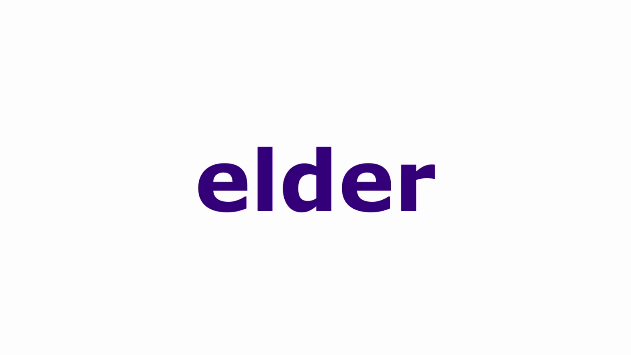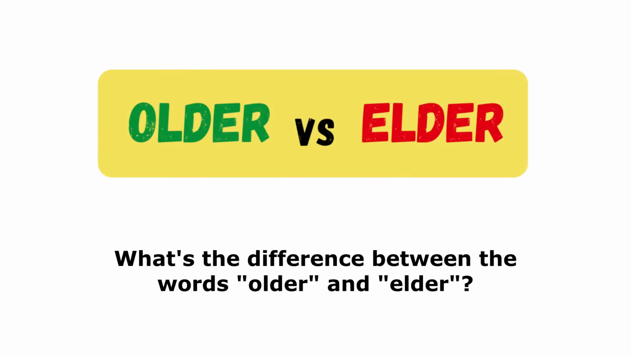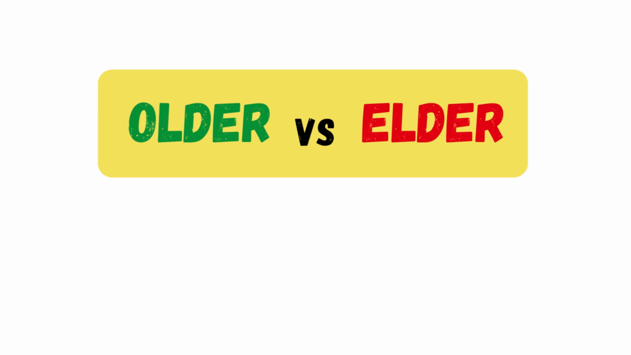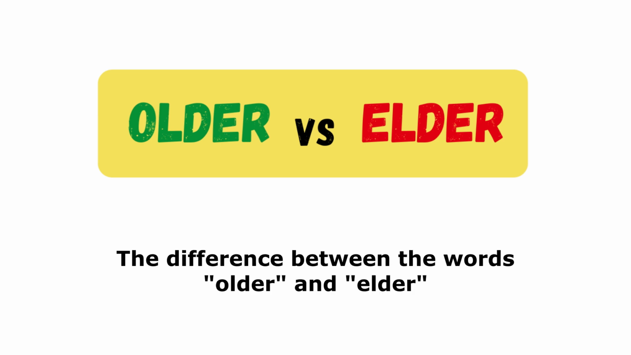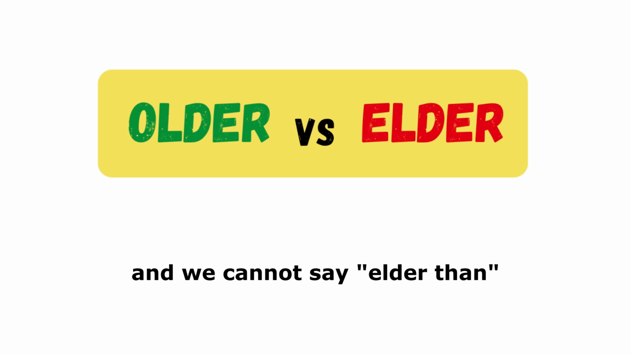Elder. Eldest. What's the difference between the words older and elder? The difference between the words older and elder is that we generally use the word elder when speaking about people in the same family, and we cannot say elder than.